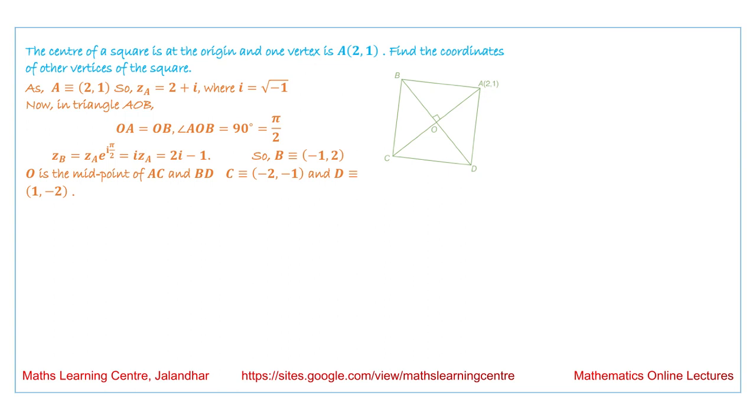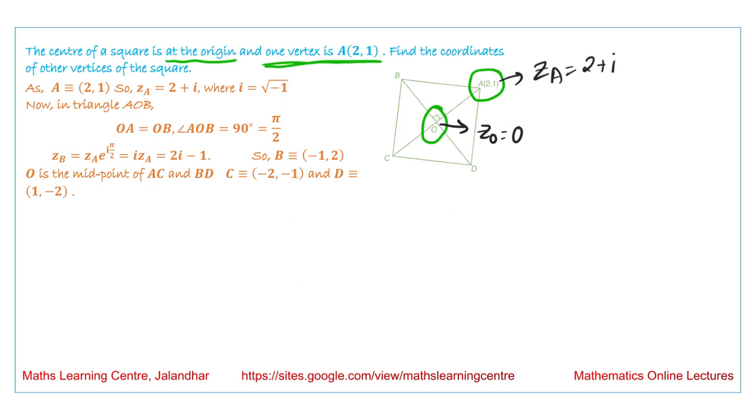Next: the center of a square is at the origin. One vertex is A(2, 1). So we are saying the center of the square is at the origin, and one of the vertices is A(2, 1). We have to find the coordinates of the other vertices. Corresponding to this point O, we write the complex number ZO is equal to 0. Corresponding to this A, the complex number is ZA is equal to 2 plus iota.